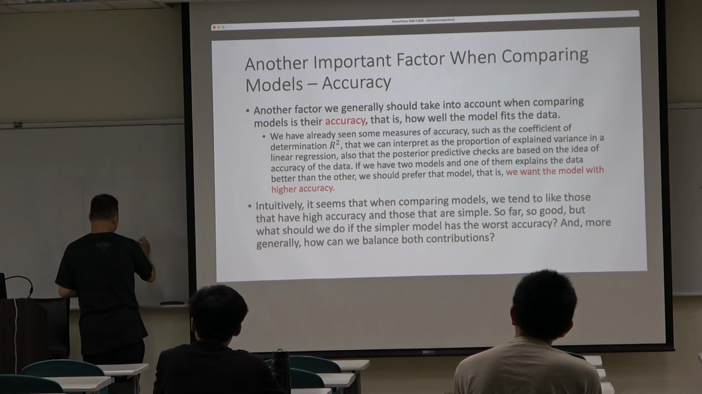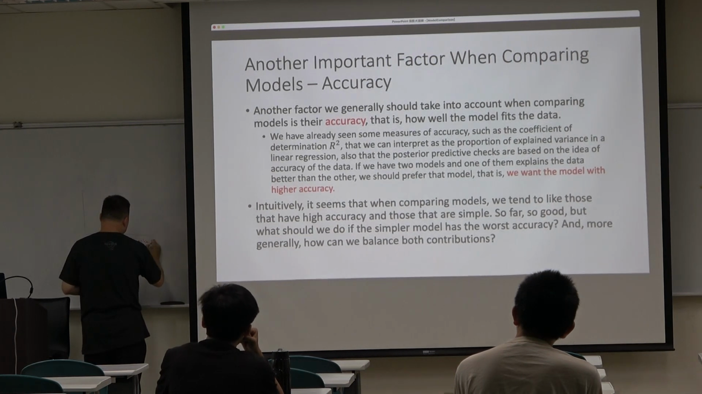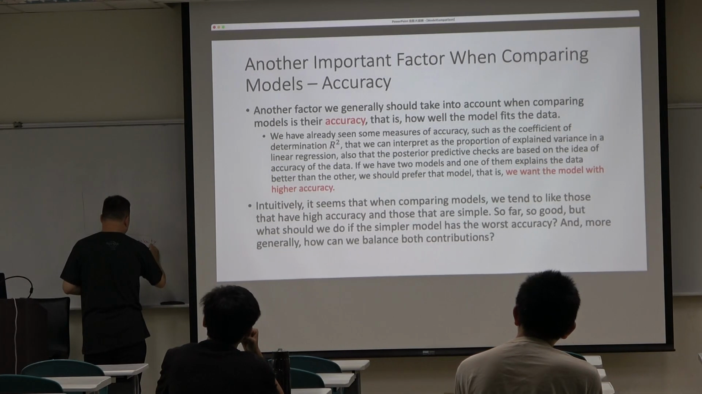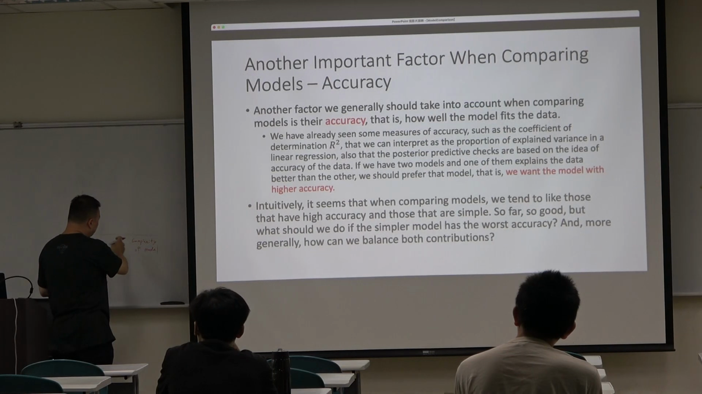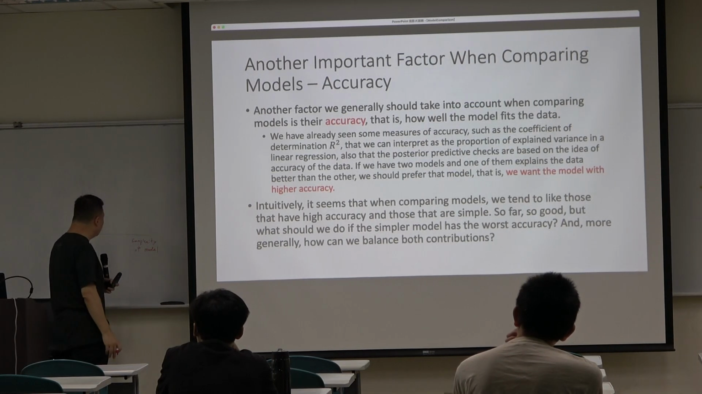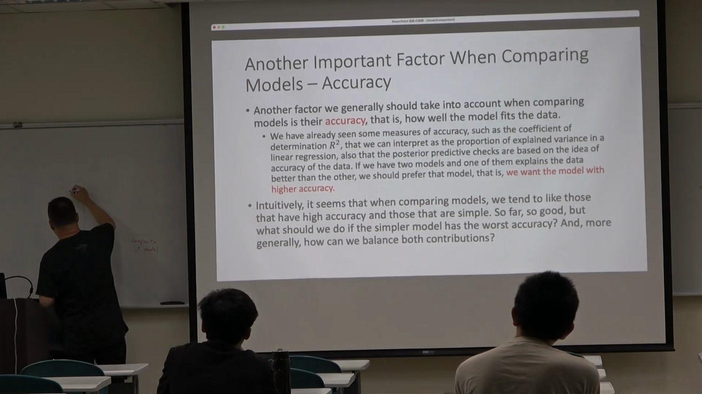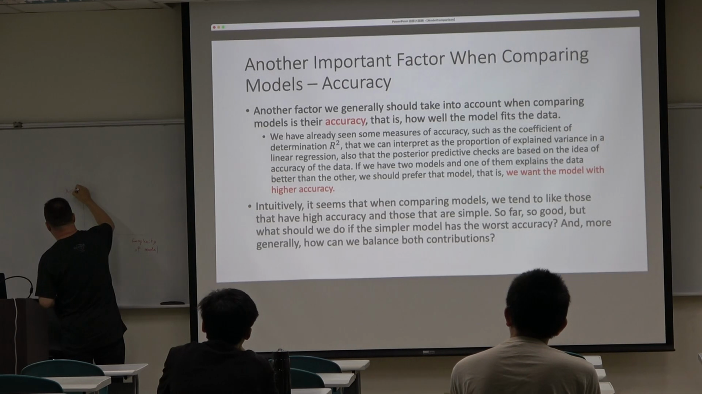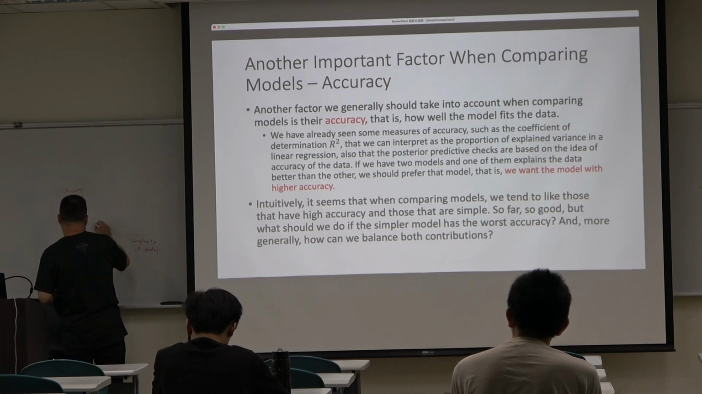If this x-axis represents the complexity of the model, of course the larger the x value, the more complicated the model is. The y represents the accuracy. Again, the higher the y, the more accurate it is. What you normally see is like this.